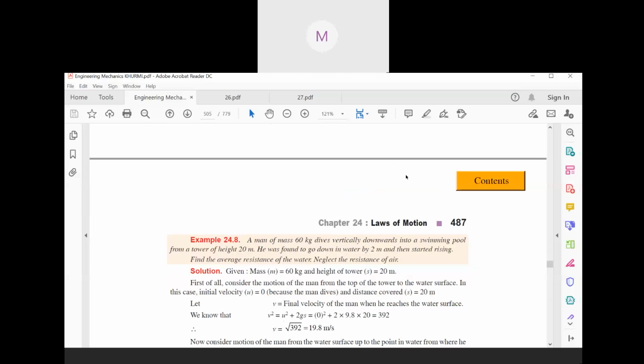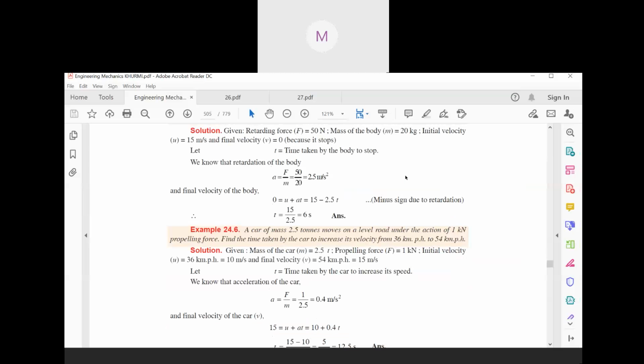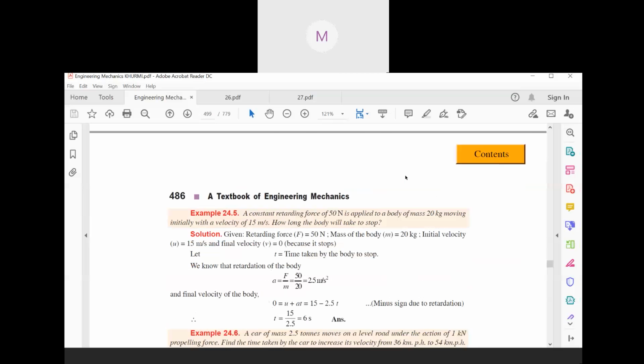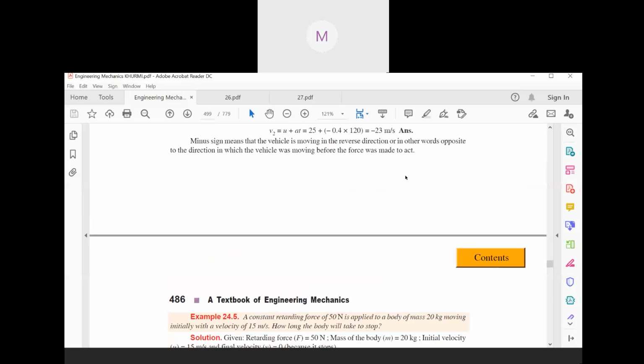Okay, before doing the numericals, do you know the equations of motion? Three equations are there. Do you have any idea regarding that? Do you have any idea regarding that? Charles, can you tell me what the three equations of motion are?